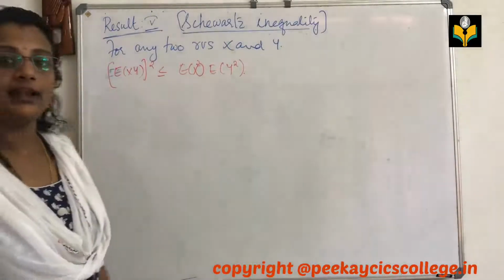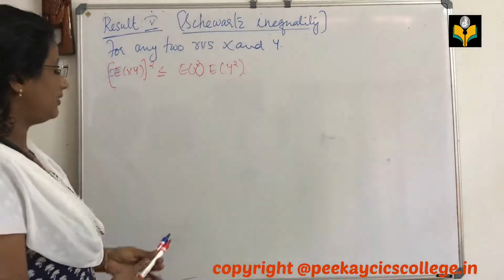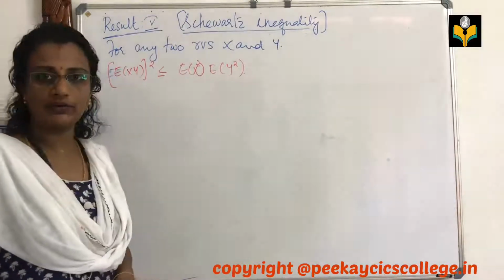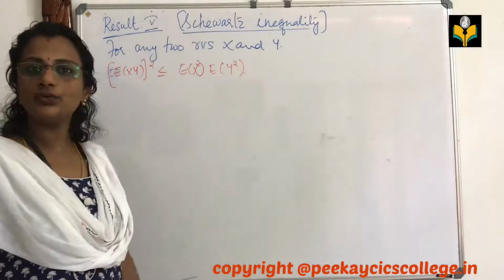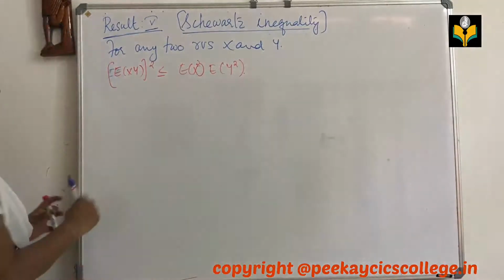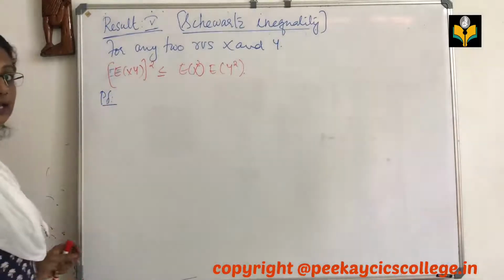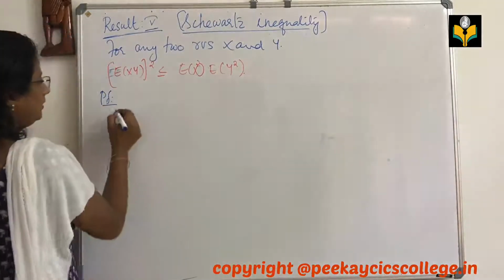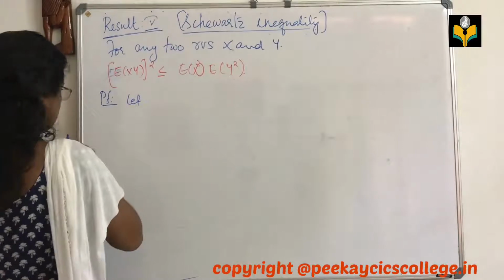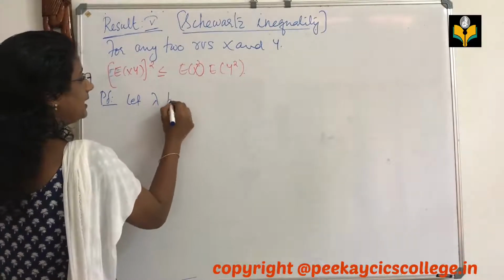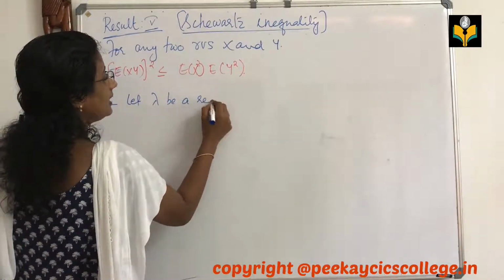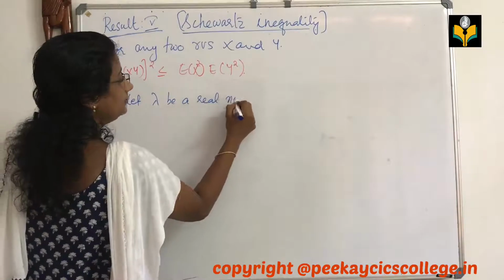Next result, Schwarz inequality. For any two random variables x and y, E of xy the whole square is less than or equal to E of x square into E of y square. Okay. Now we prove the result by taking a real number lambda. Let lambda be a real number.